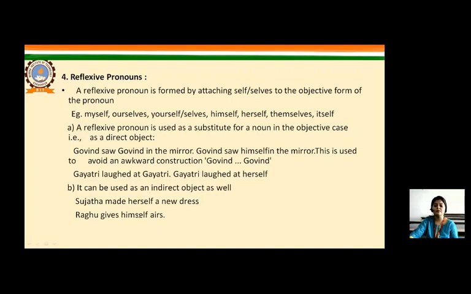Similarly, Raghu gives himself airs. So Raghu gives himself a lot of importance. What does Raghu give? Importance to him, priority to him. And who does he give it to? Himself. So it's not like someone else is giving him priority or importance or airs, but he himself is giving. Again, a reflexive pronoun is being used as an indirect object.